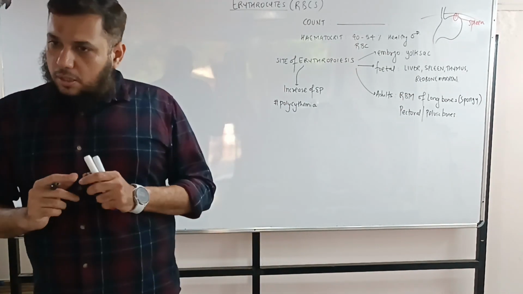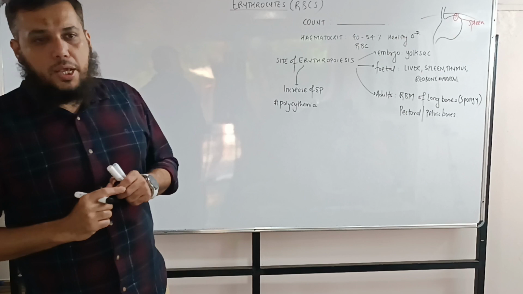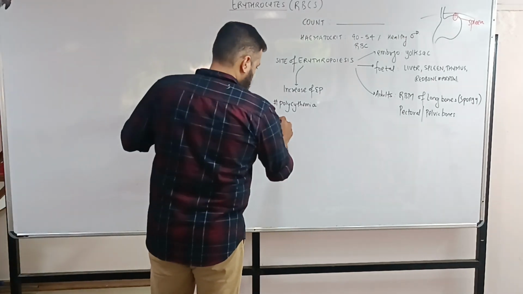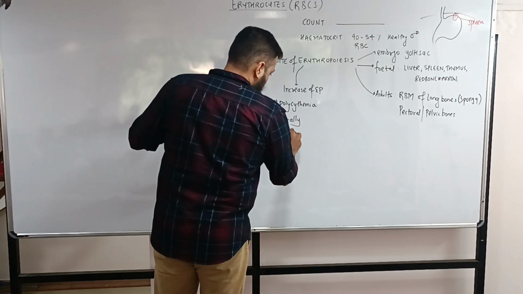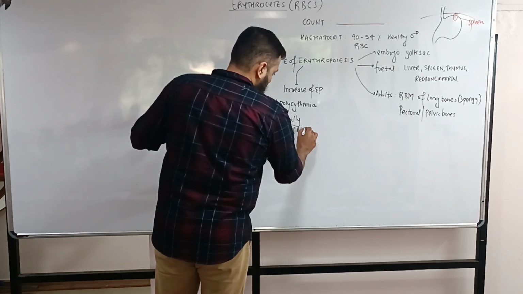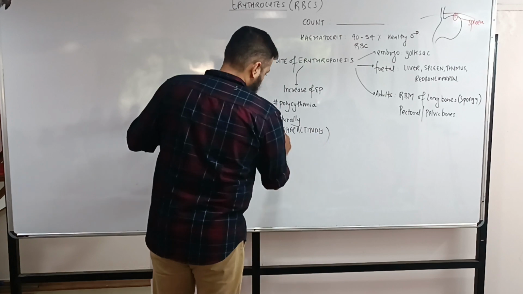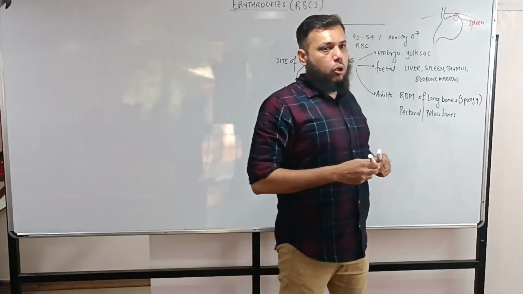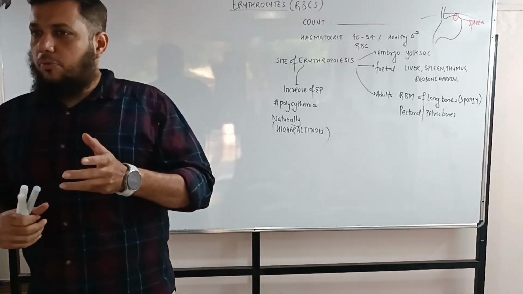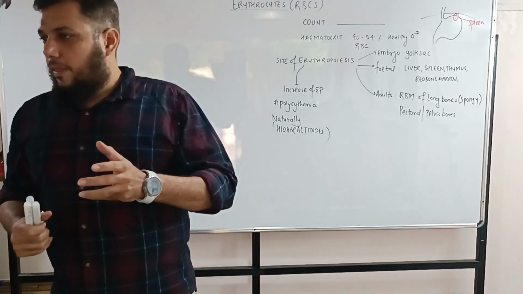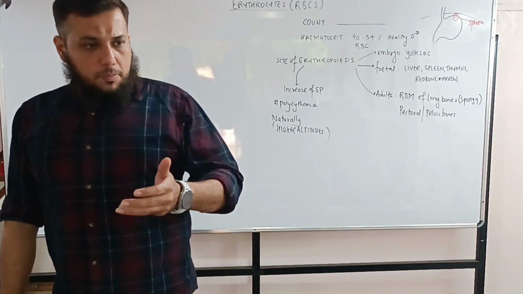Natural polycythemia occurs when you go at higher altitudes. It occurs naturally when you go at higher altitudes. Can anybody explain to me the logic why at higher altitudes polycythemia occurs? First of all, does everyone remember polycythemia? What is polycythemia? An increase in the production of red blood cells.